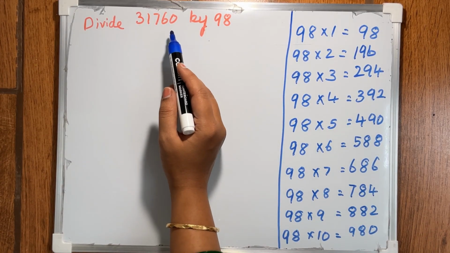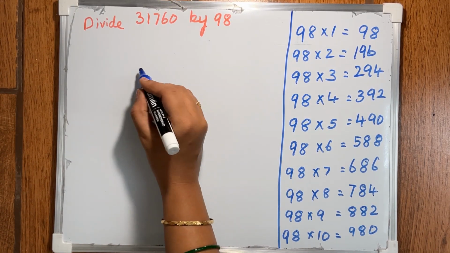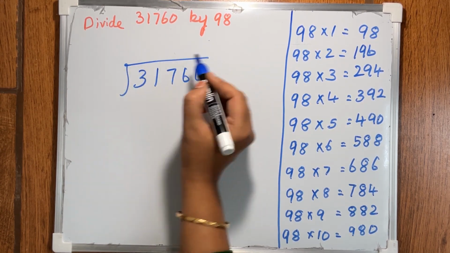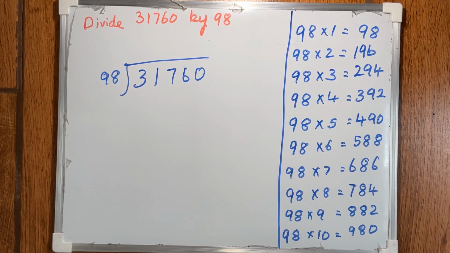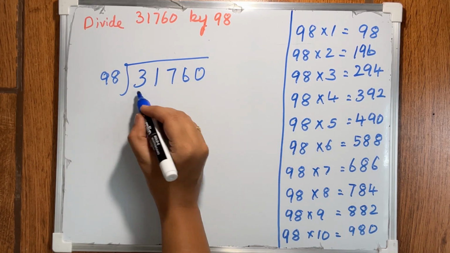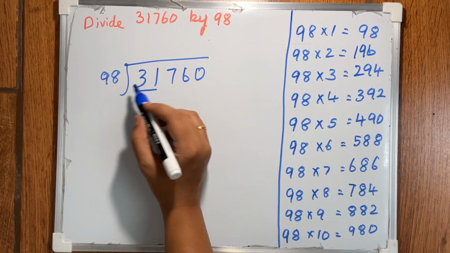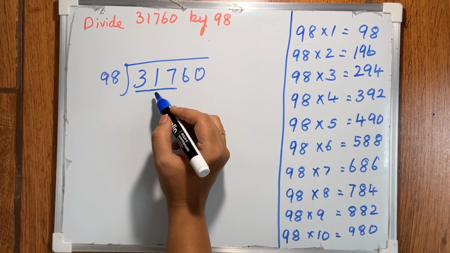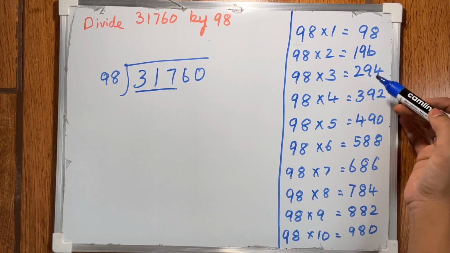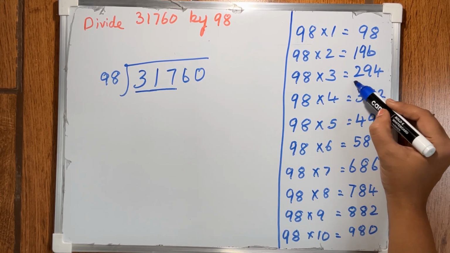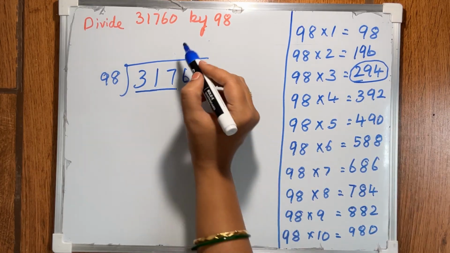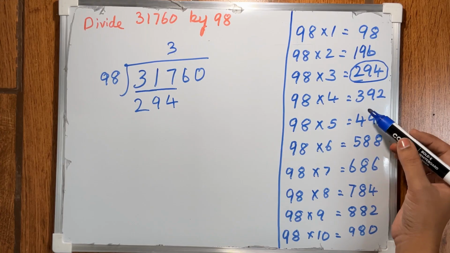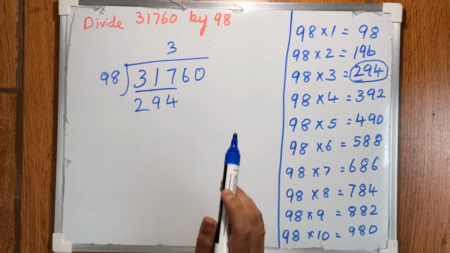Divide 31,760 by 98. So let's write the problem, divided by 98. So let's take the 2 digits. Can we divide 31 by 98? No. So let's extend to 3 digits. So where does 317 come in the tables of 98? 317. Okay, we can opt for this one. So 98 3s are 294, because we can't opt for the next one, as 392 is greater than 317.